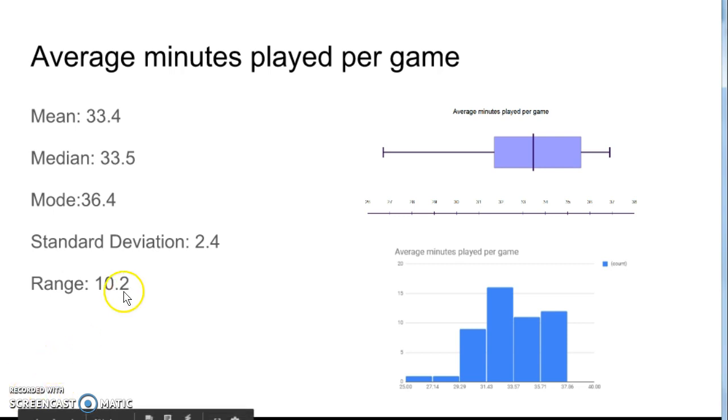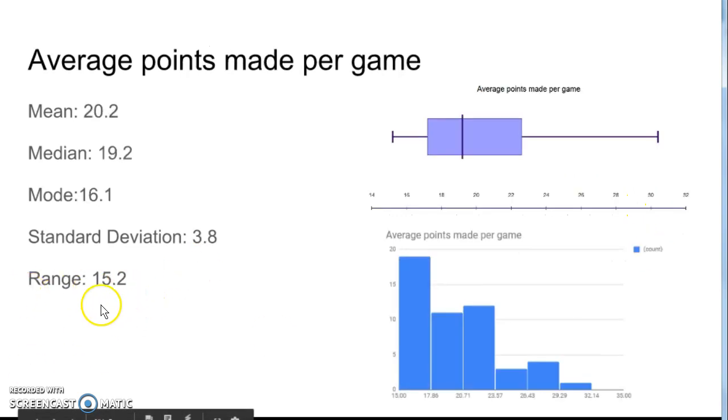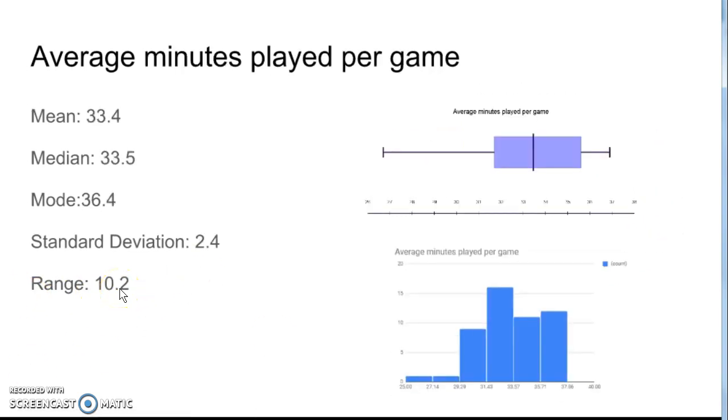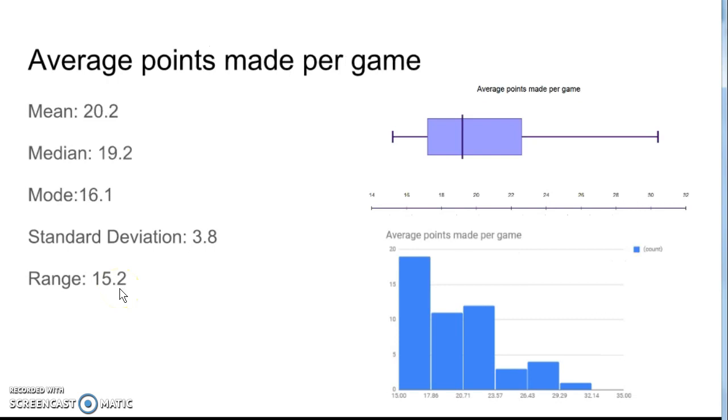And the range being 10.2 just tells us the difference between the player with the lowest average minutes played per game among the top 50 and the player with the highest, which is 10.2 minutes. All right, so let's skip that.